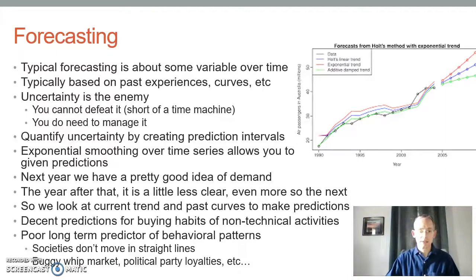It's really focused on non-technical kinds of activities and what you can forecast in terms of the level of activity. It's a poor long-term predictor of behavioral patterns.